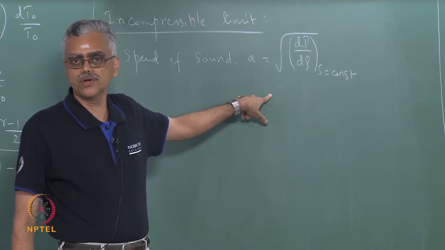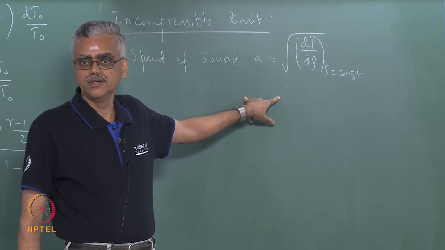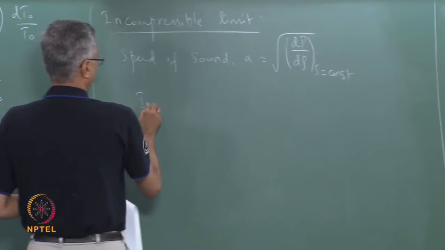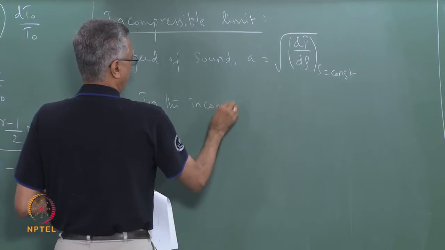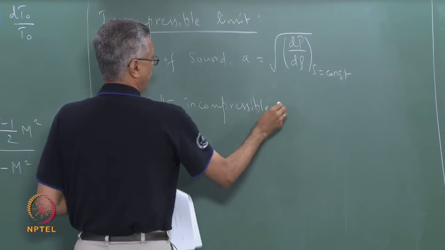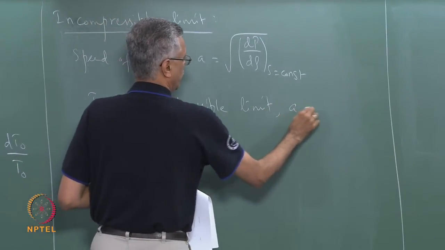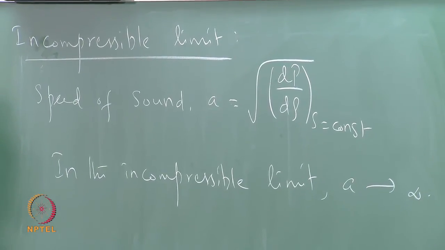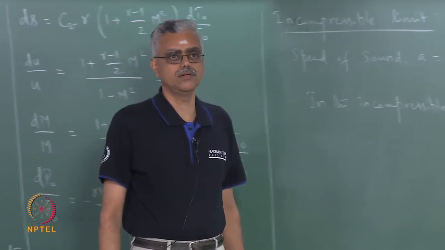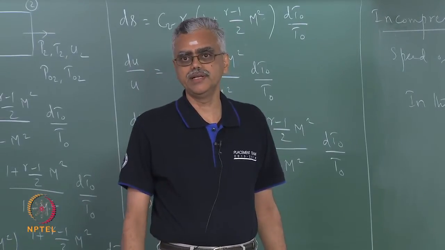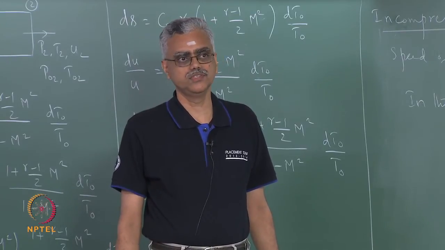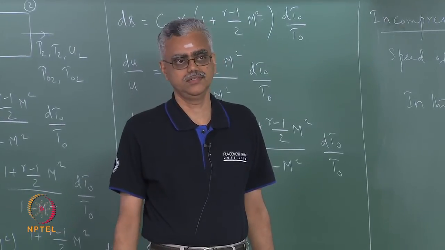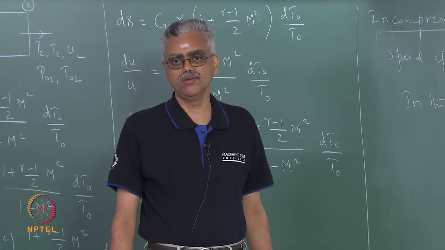So, the speed of sound for an incompressible fluid by definition is going to be infinity, very large, in the incompressible limit. A tends to infinity or very large values. Just as an example, speed of sound in air under normal atmospheric condition is about 330 meter per second. Speed of sound in water under similar condition is nearly 1.2 kilometer per second. So, it becomes very large. Okay. So, underwater explosions are much more powerful mainly for that reason.